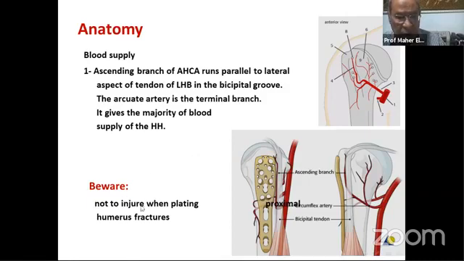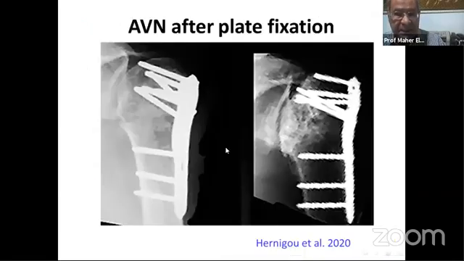Beware not to injure it when plating a humerus fracture. Like this case: this is a surgical neck fracture fixed by this plate, and this plate may injure the ascending branch of the anterior humeral circumflex artery, leading to this amount of avascular necrosis.